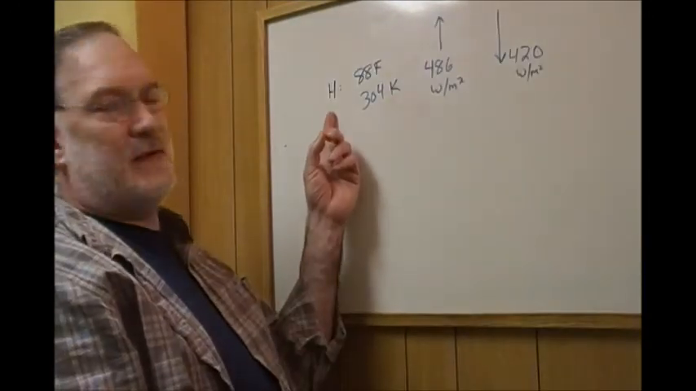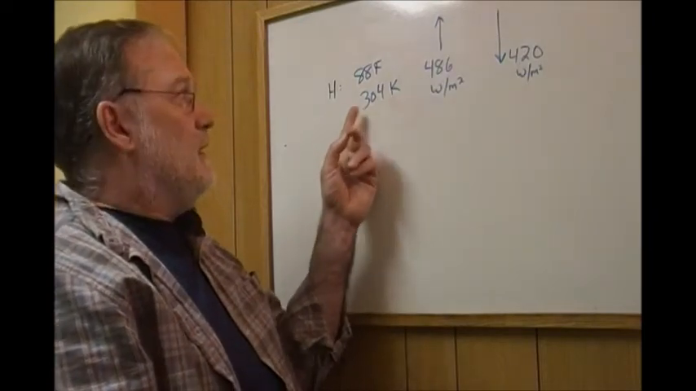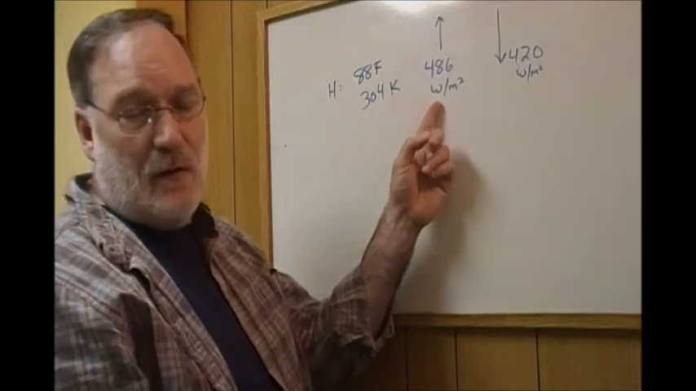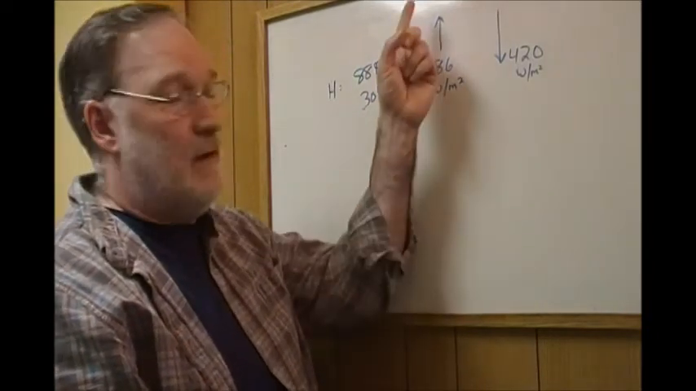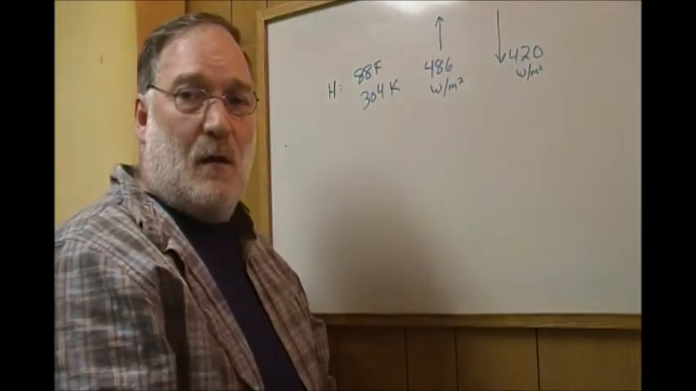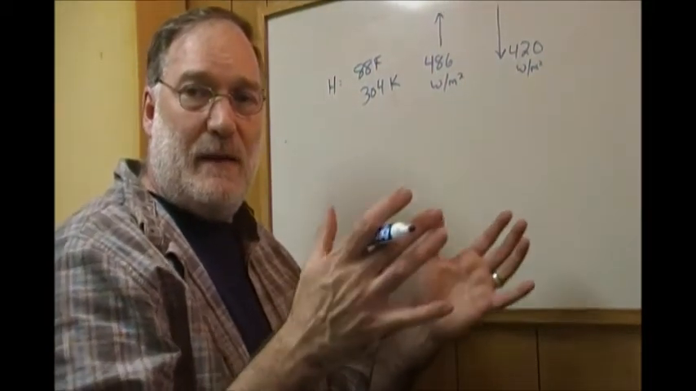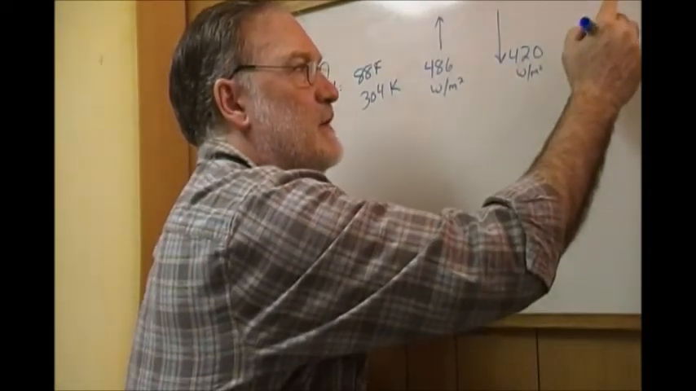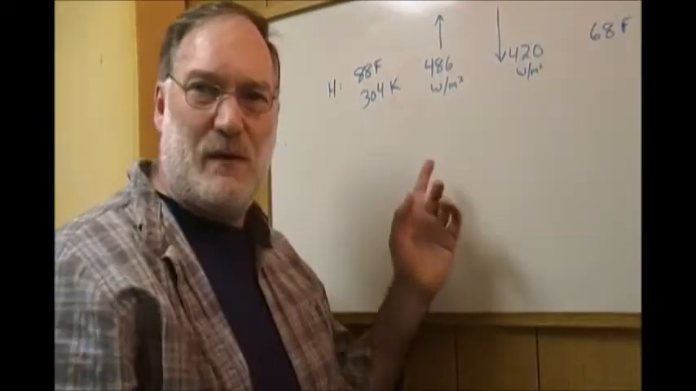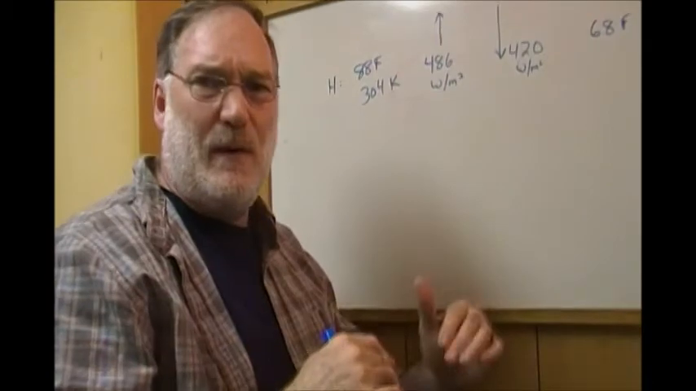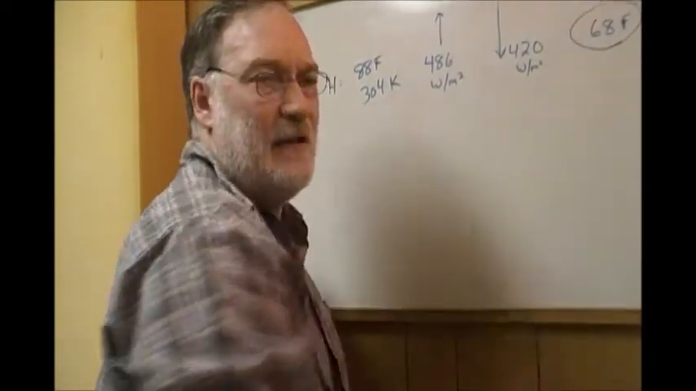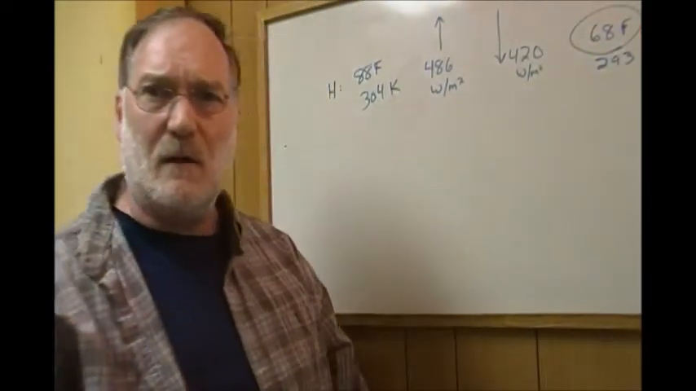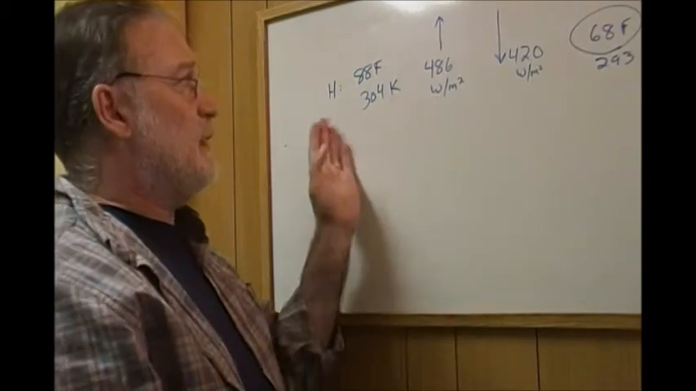All right, so at the highest measured location, you had 304 Kelvin temperature, 88 Fahrenheit, giving off 486 watts per square meter going up. Radiation coming back down, given off by the temperature of the air, 420 watts per square meter, which corresponds to an average atmospheric temperature above that location. The whole atmosphere above that location has an average of 68 Fahrenheit, which is 293 Kelvin. That's the picture at the equator.